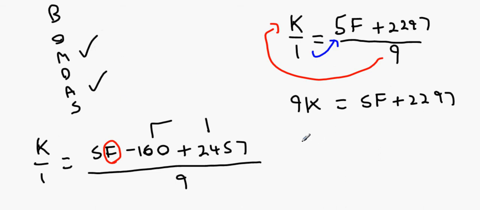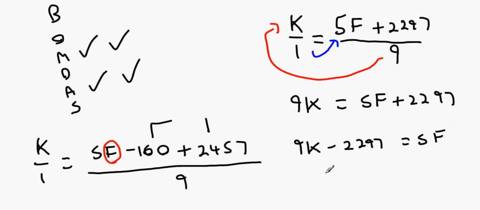So it's going to be 9 Kelvin minus 2297 equals 5F. Since we've got rid of the addition, now we need to get rid of the multiplication. So we're going to divide that by 5. 9K minus 2297, divided by 5, equals Fahrenheit.